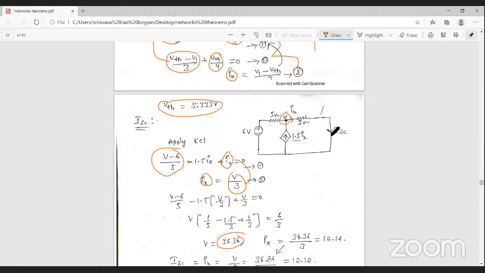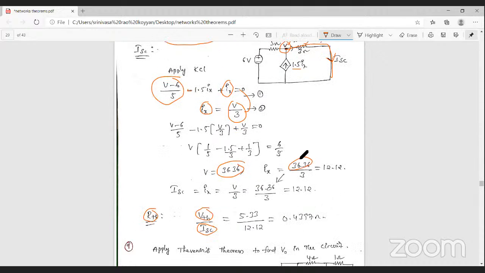Then you can easily find the short circuit current. Why? Because this voltage divided by this resistance is the short circuit current. Ix is equal to 36 by 3, that is voltage V by 3, which is 12.12. So the short circuit current is 12.12.